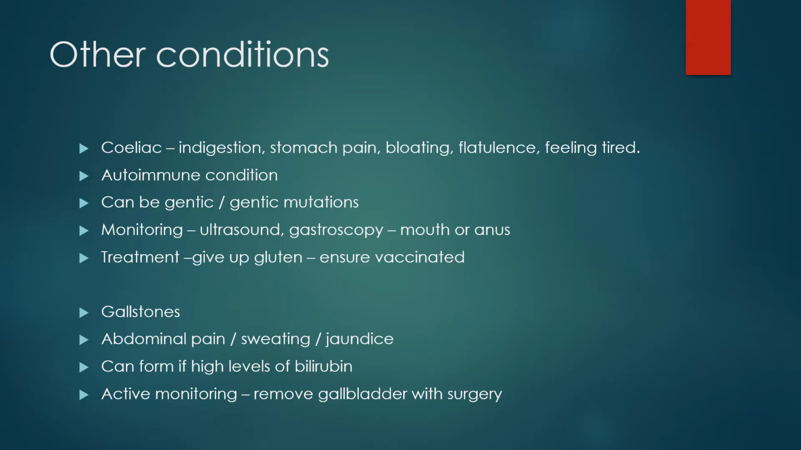Gallstones have similar types of symptoms: abdominal pain, sweating, jaundice. If you have a lot of bilirubin in your system, this can actually cause the stones. Active monitoring can be used, and you could have an ultrasound to see what's there first of all, but also to remove the gallbladder with surgery.